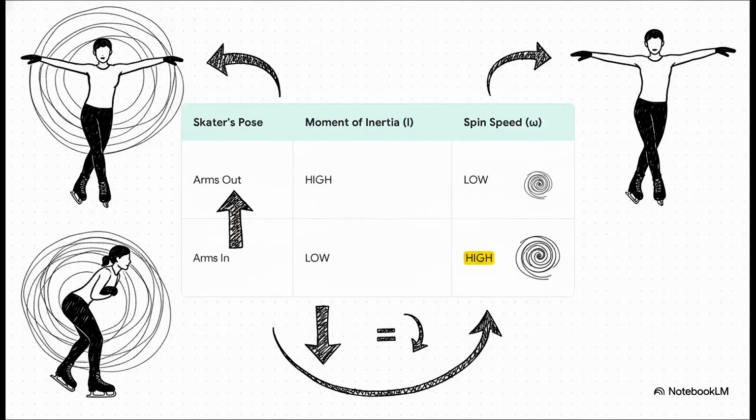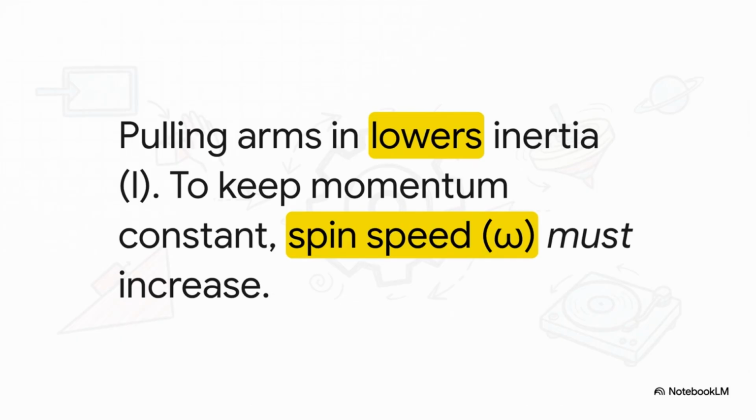Now let's look at our skater through this lens. When her arms are stretched out wide, her mass is distributed far from her center. As we can see in the table here, this gives her a really high moment of inertia. So to keep her total angular momentum constant, she spins at a relatively low speed. And here is the aha moment. When she pulls her arms in tight, she's yanking all that mass closer to her center, which drastically lowers her moment of inertia. But the law of the universe says her total angular momentum has to be conserved. So the only way for the math to work out is for her spin speed to shoot way, way up to compensate. Low inertia means high spin speed.